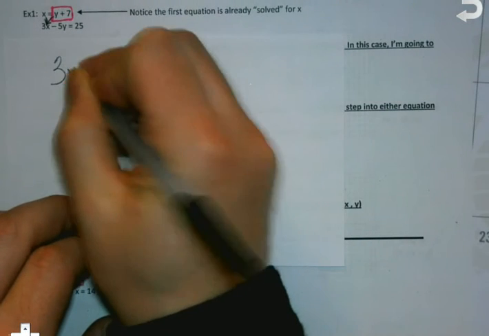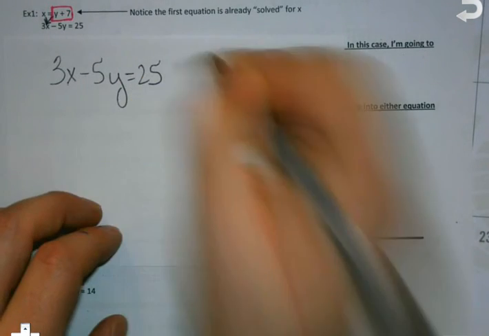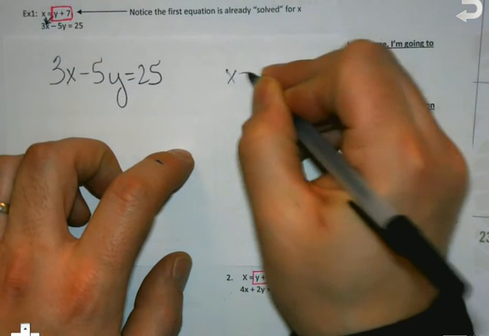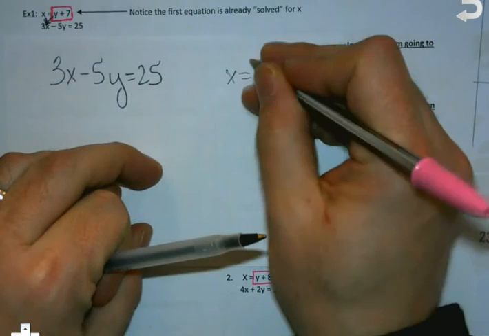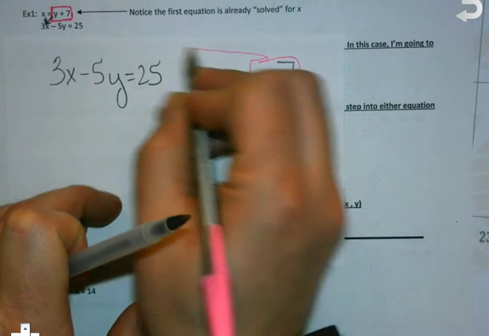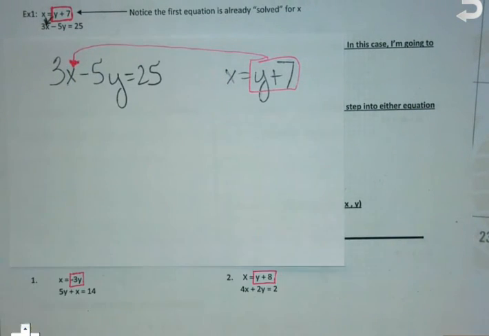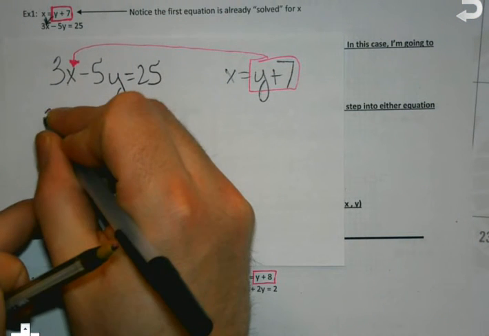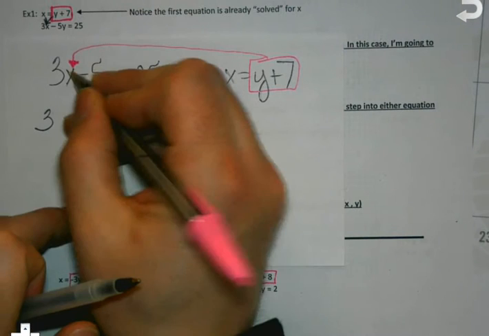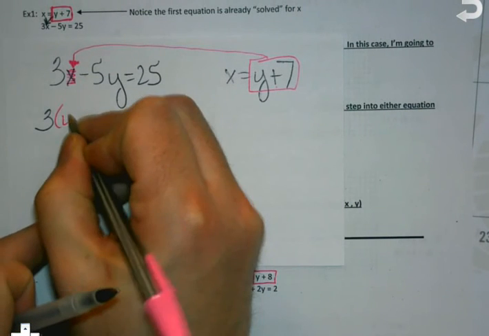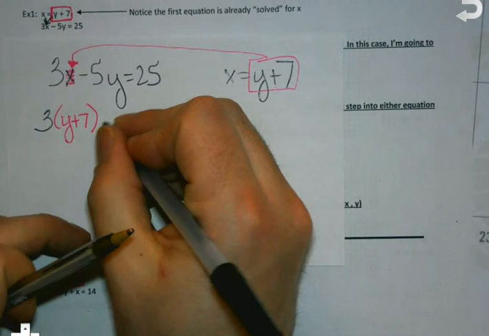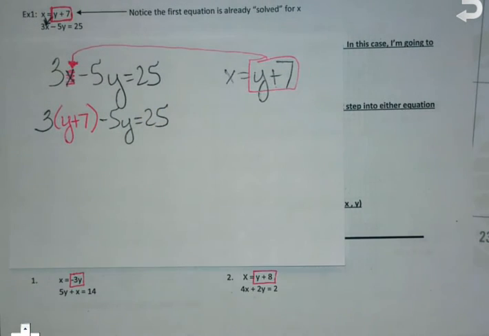Originally, my second equation is 3x minus 5y equals 25. My other equation is x equals y plus 7. We box that in. I am literally going to take that value where this x is and plug that in. Here's what it's going to look like. The 3 is still going to be there, but the x gets replaced by what's in the box. Everything else stays the same. The only thing that's changed is that now, instead of having two different variables in my equation, by substituting what's in the box in for x, all I have is y.